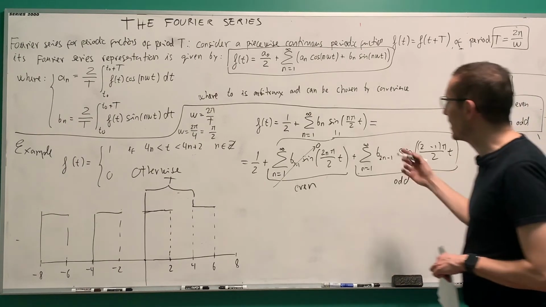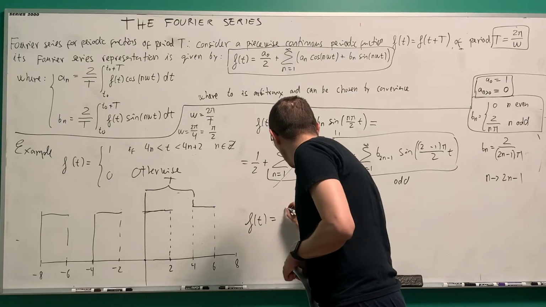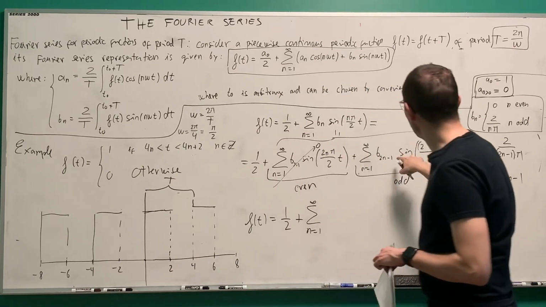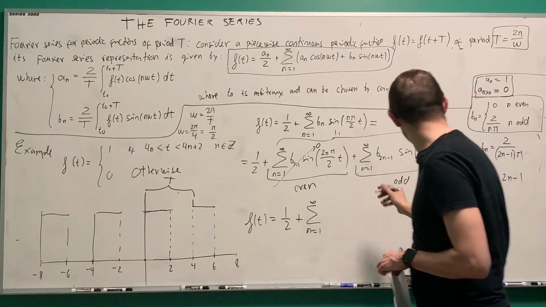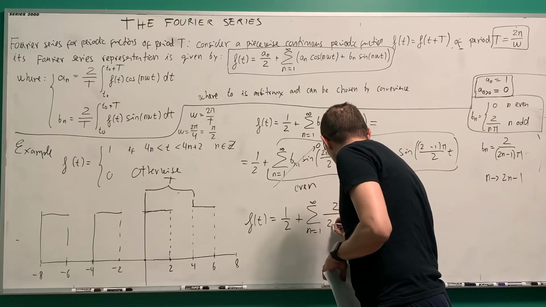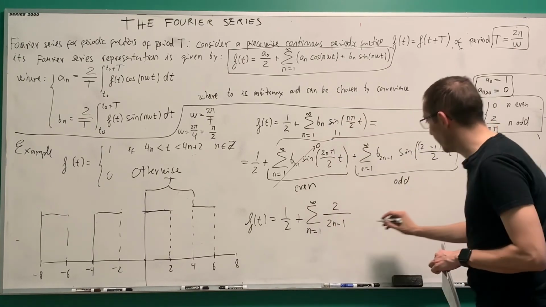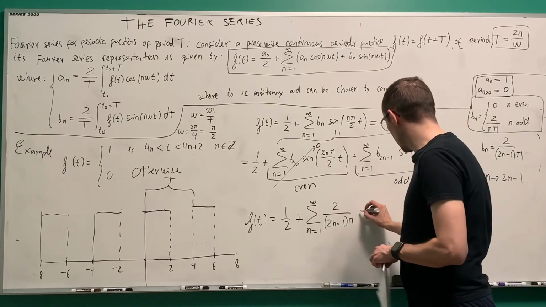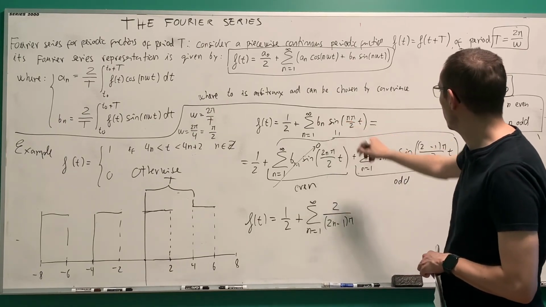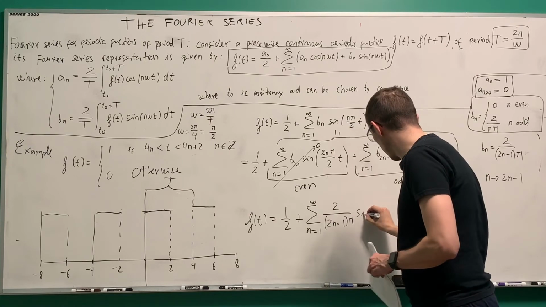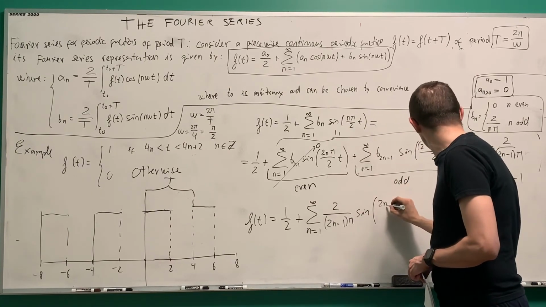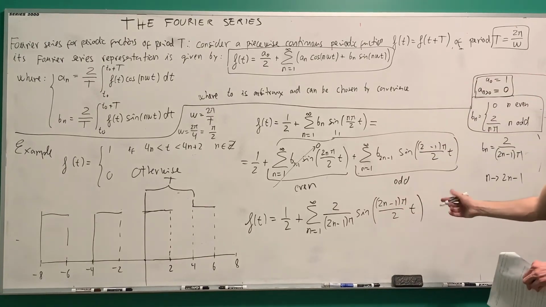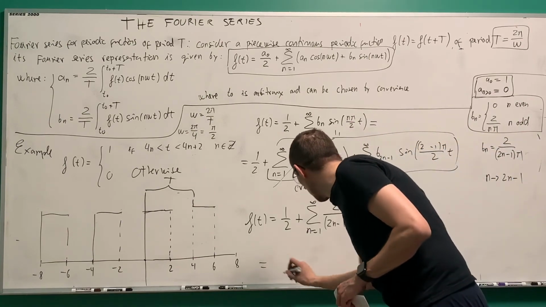If I do that, then I get finally that f of t is equal to 1 over 2 plus sum n equals 1 to infinity. And now I substitute these terms, the odd ones. 2 divided by 2n minus 1 pi. All right. And this is, where's the rest? Here. Times the sine of 2n minus 1 pi divided by 2t. That's the result. We can simplify it a tiny bit more by taking factors out.